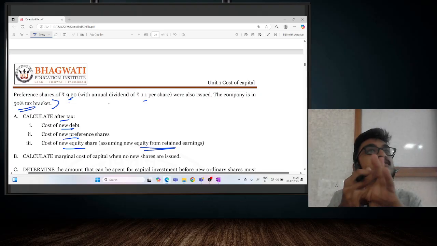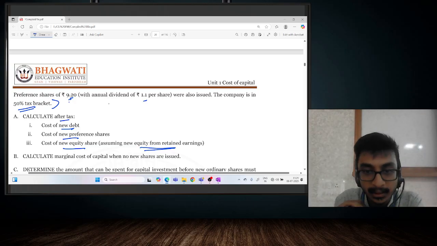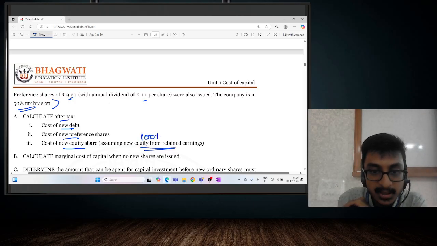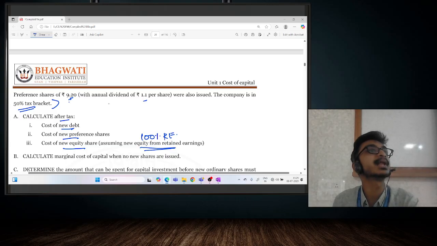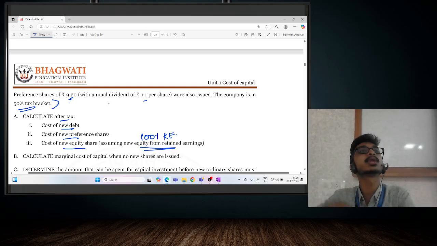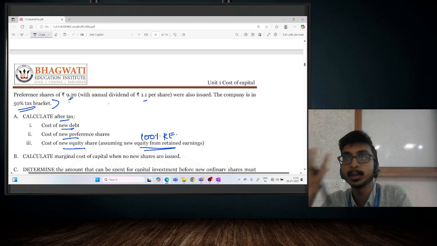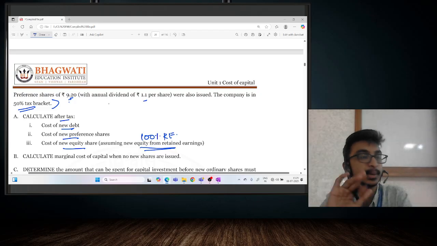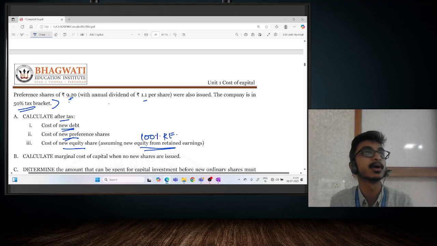But that equity does not contain any new issue of shares. It contains 100% retained earnings only. Is this point clear? So the company is raising additional capital without issuing equity shares. Now, the requirement of the question is to calculate cost of new debt and cost of new preference shares.